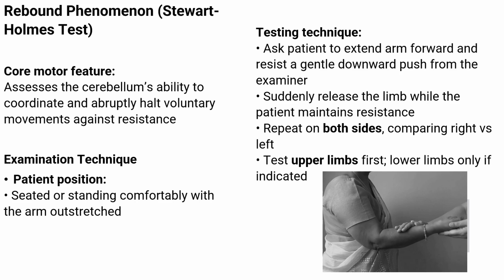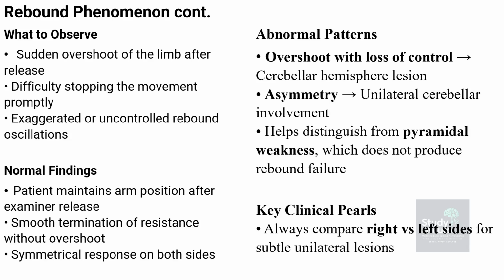The rebound phenomenon, also known as the Stewart-Holmes test, evaluates the cerebellum's ability to rapidly stop a voluntary movement once resistance is suddenly removed. This function depends on intact cerebellar timing and feedback inhibition. To perform the test, the patient holds their arm outstretched while resisting gentle pressure from the examiner. When that resistance is abruptly released, a healthy cerebellum immediately checks the movement and prevents the limb from overshooting. In cerebellar dysfunction, this checking mechanism fails.